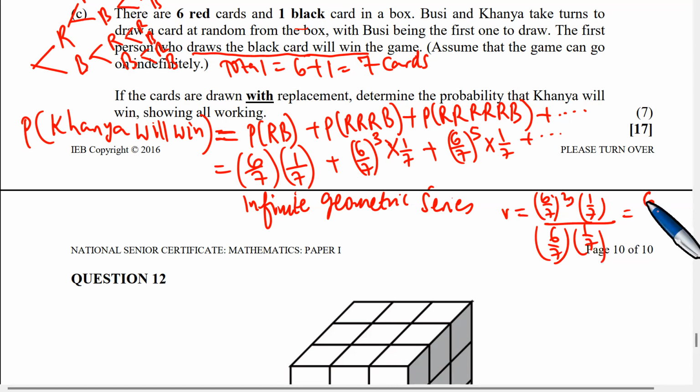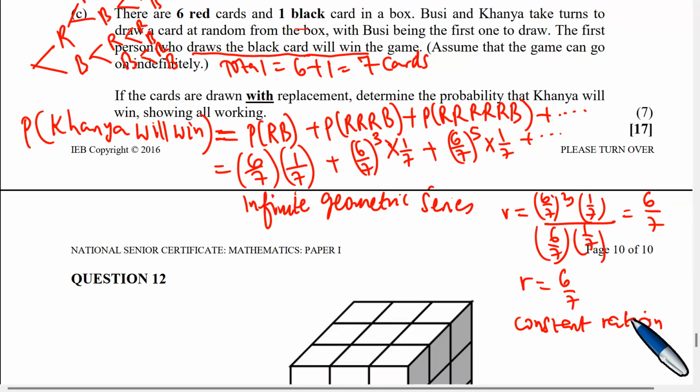So this is exactly 6 out of 7. This is called the constant ratio. From sequences and series, the sequence and series are now combined with probability. Constant ratio. Okay, now we have the first term. What is the first term?